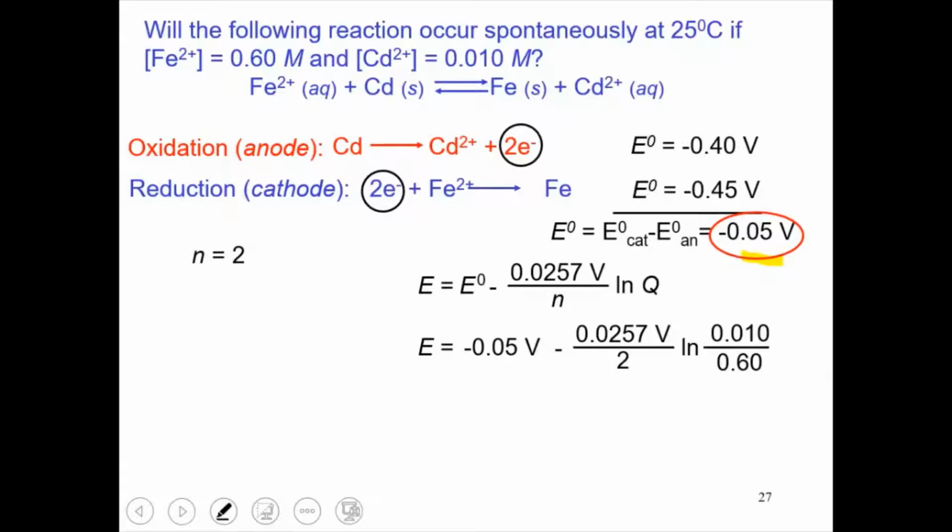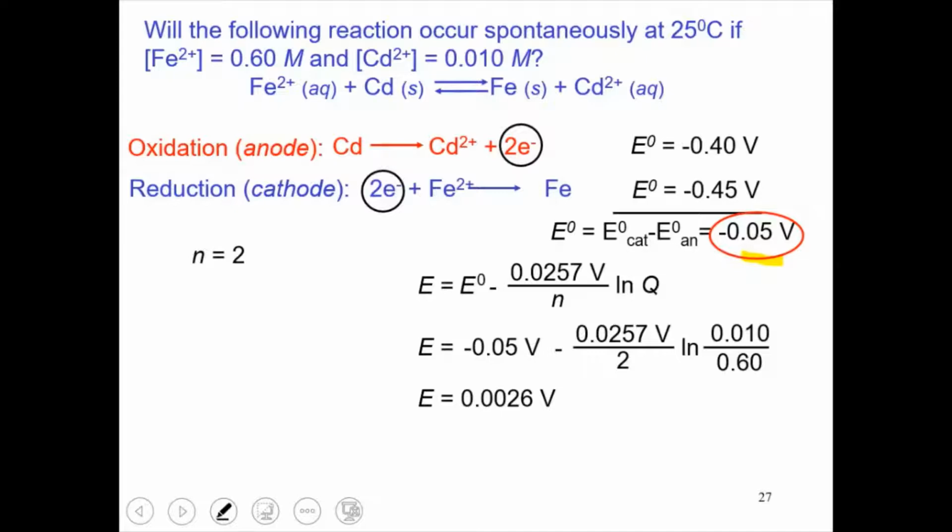You can see that ratio is going to give you a value that's less than 1, which means the logarithm is going to be a negative number, which means that when you subtract the negative, it's going to turn positive. So let's put these numbers in. Again, I'm going to skip all the steps here, writing the equations on the calculator. And this is the result you get, 0.0026 volts.